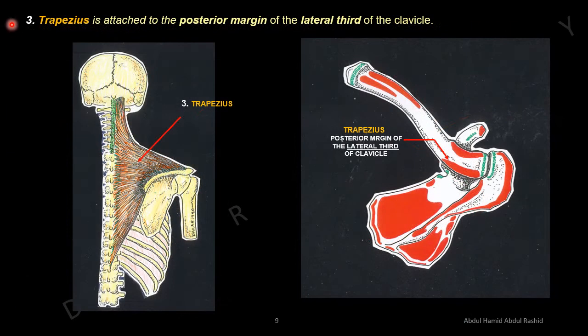The third muscle attached to the clavicle is the trapezius. This is the trapezius. It is attached to the posterior margin of the lateral third of the clavicle.